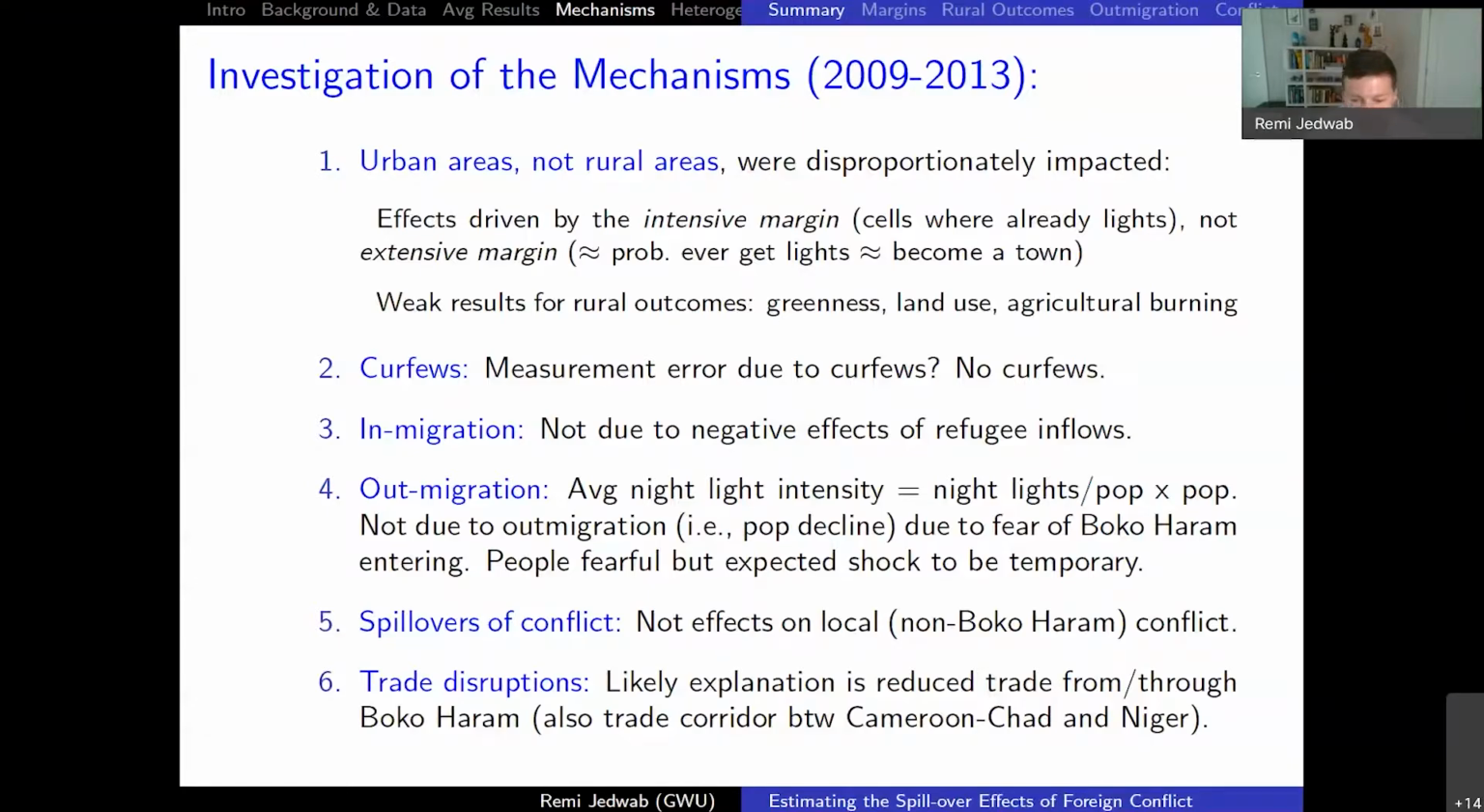Its international allies are going to do something. And so people were not leaving, people were staying, but income kept declining. What's important for us also is that we don't find any spillover effect of conflict. You have no effect on local non-Boko Haram conflict.